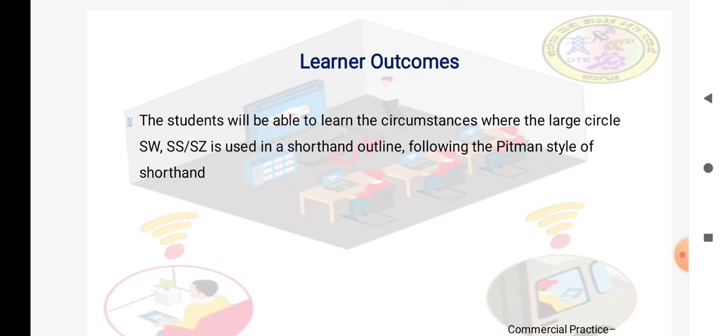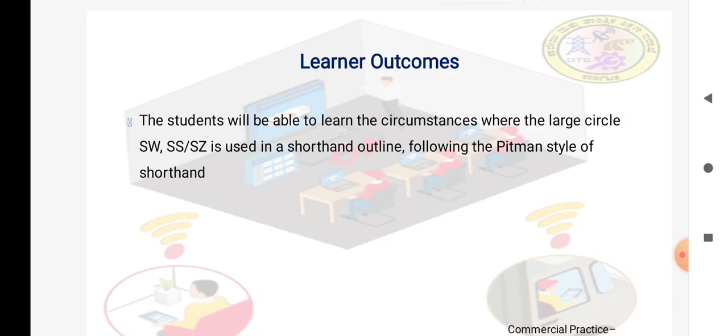When you learn these 4 rules, you will be able to learn what the learning outcome is. You will be able to learn the circumstances where the large circle for sw, ses and zes is used in a shorthand outline. So where you can use it, you can learn. And this particular method can be followed in the Pitman style of shorthand. So you will be able to understand where to use the large circle. At the beginning, initially it represents sw, and in the middle and finally it represents the sound of ses and zes.